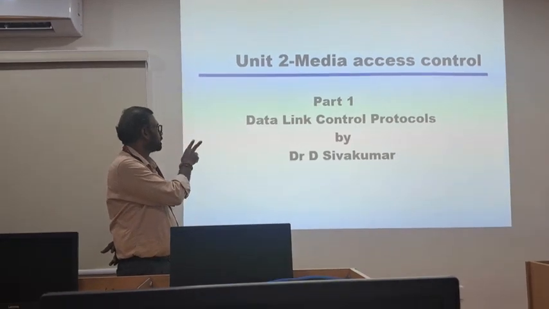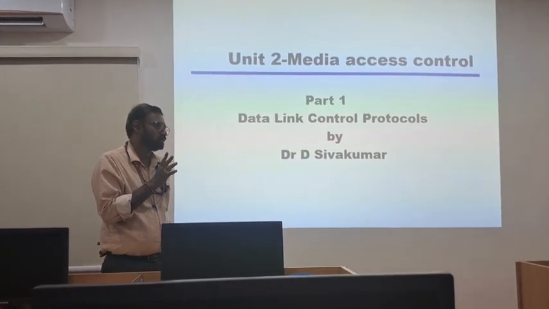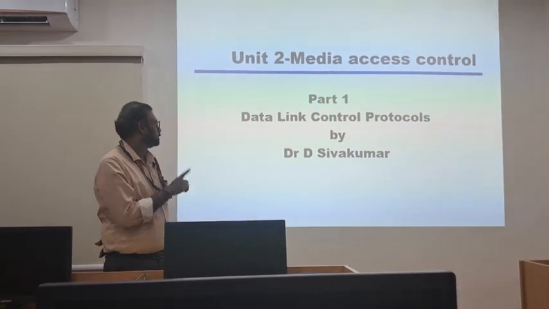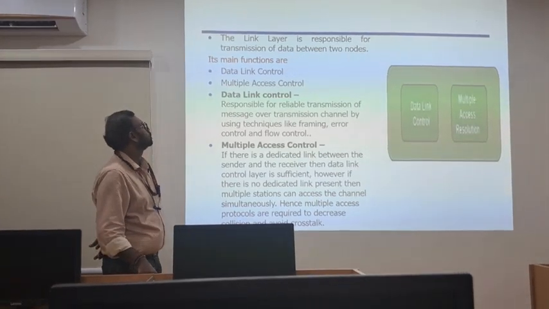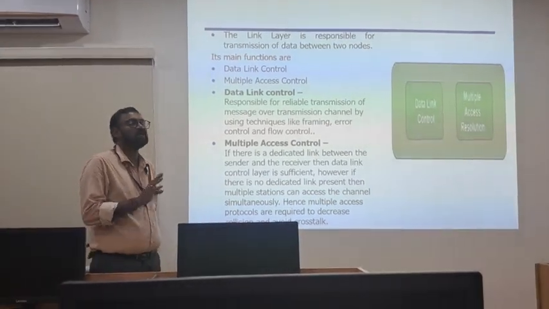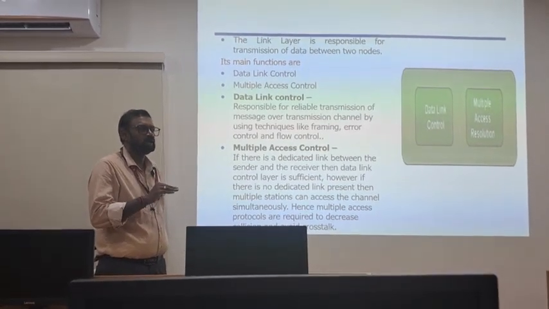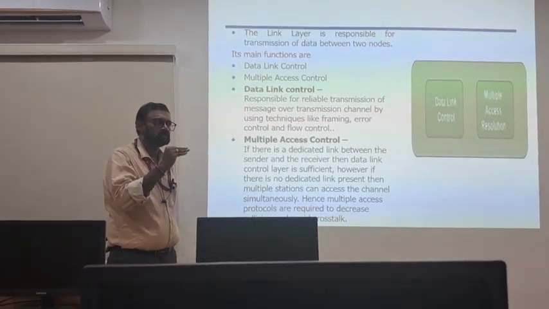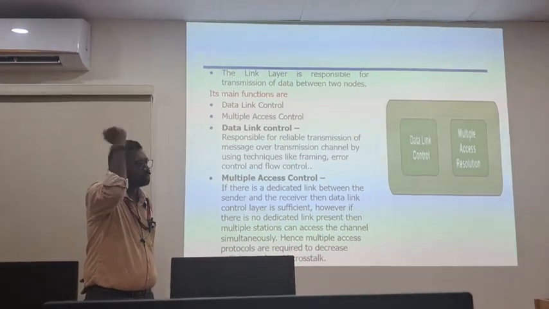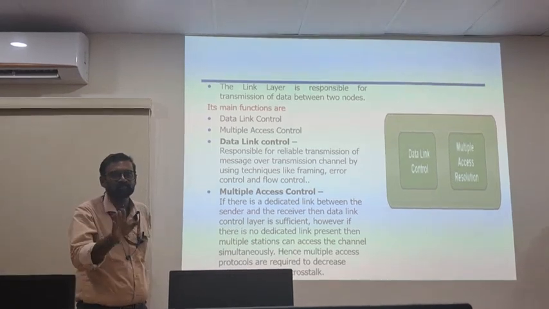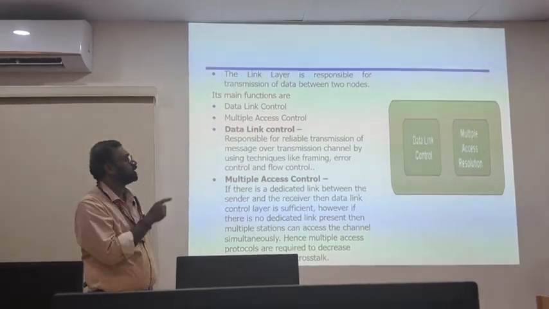So this is part 1. Normally you have 3 parts in the second unit. First part, data link control protocols. Next slide. Normally it is called the link layer. Why is it called the link layer? Because it provides the links to the top layer and transports the data from top to bottom, except the physical layer. So this is why it is called the link layer.